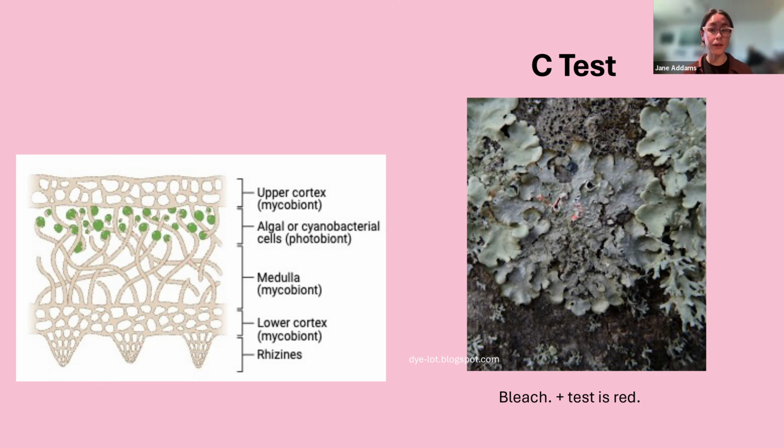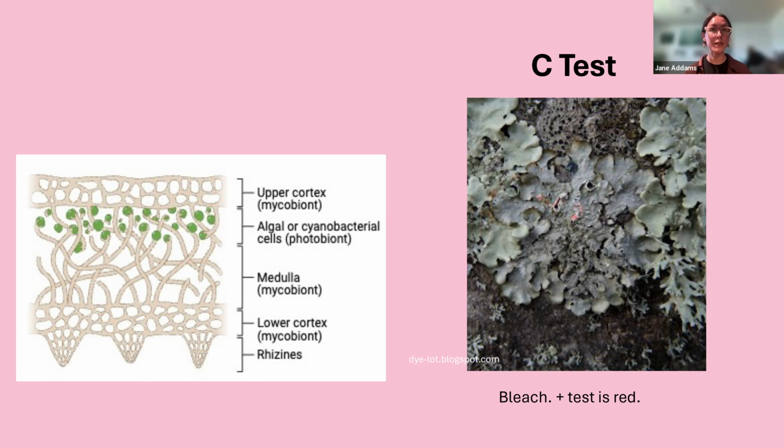So when we do these tests in the field, we apply bleach to the medulla, which is white. If you look here on the anatomy figure, that is going to be the area just underneath the photobiont. So we scrape away that top layer, and then we get to the white medulla, and we just apply a little drop of bleach. And you can see here on the right, that is a positive C test. So that means that we are looking at a lichen that has the chemistry capable of creating Orchil dye.